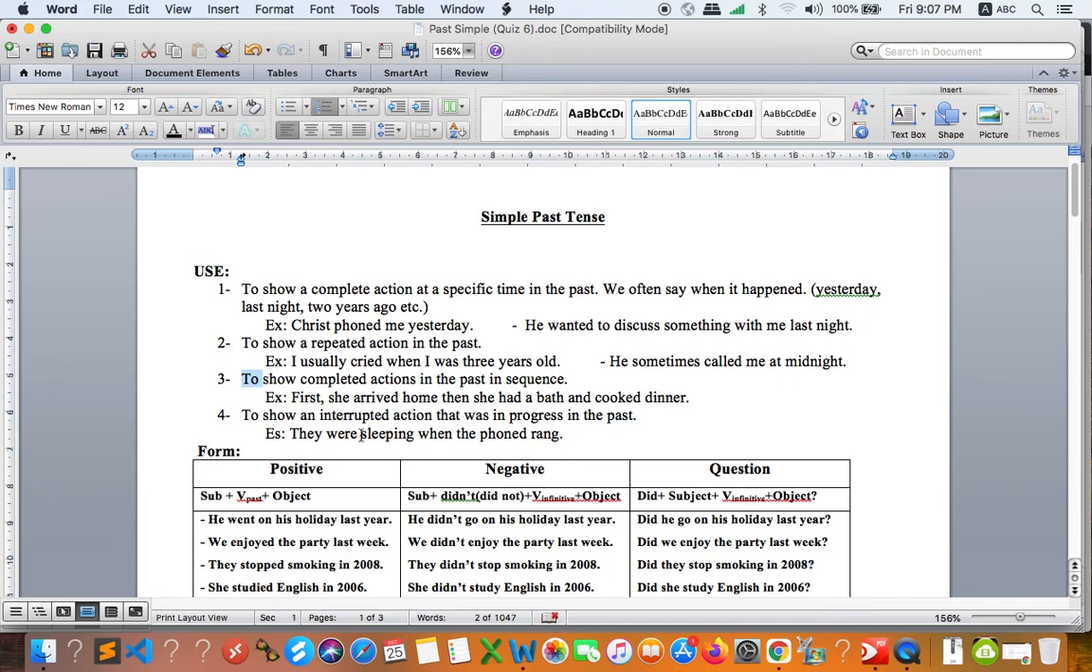So at the time you were sleeping, and then the phone rang. So the phone interrupts your sleeping. You see that? So this is about the interruption. So you don't need to care much about 2, 3, and 4. All right. What you do care about is only number 1.